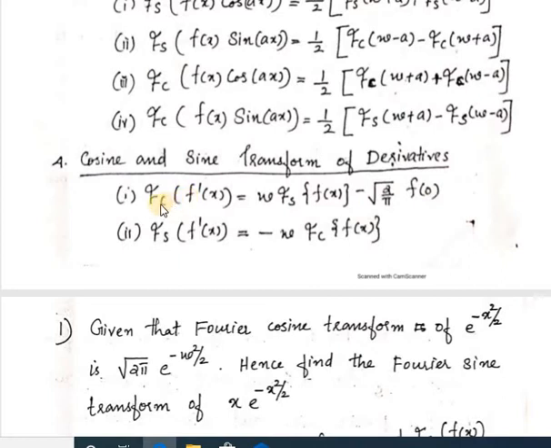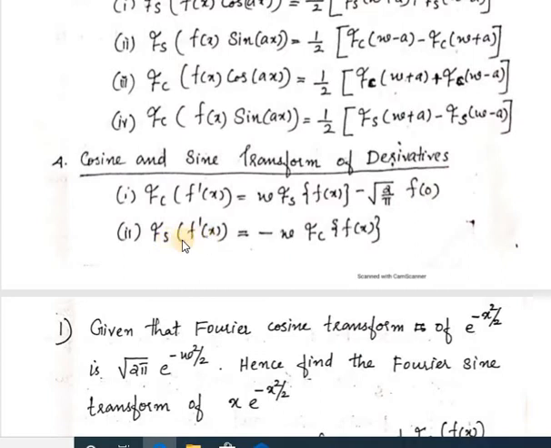That is, if the question is to find the Fourier cosine transform of a derivative function, first we have to find the Fourier cosine transform of the function, then multiply with omega, then minus root 2 by pi into the function at the point f of 0.